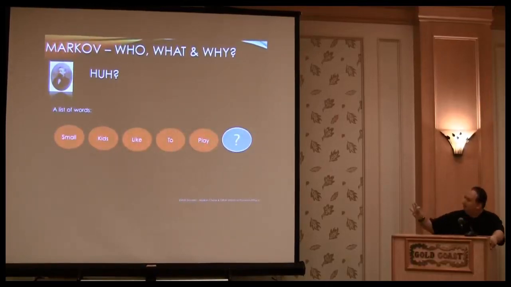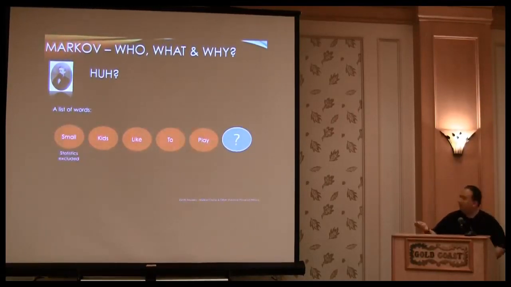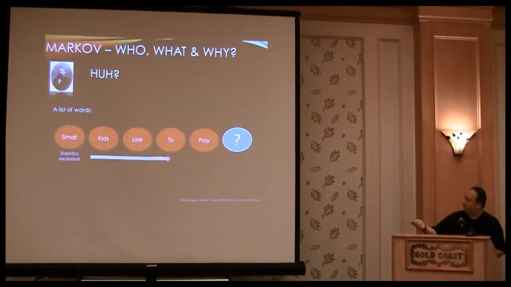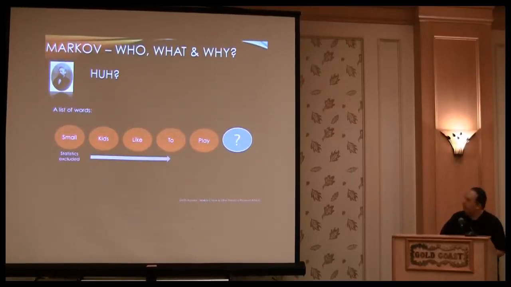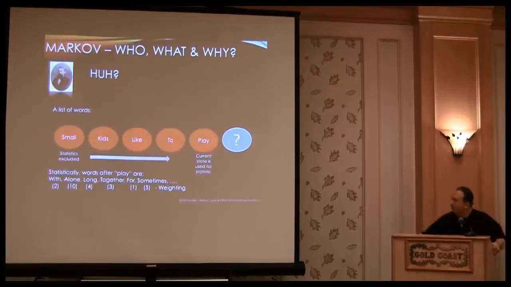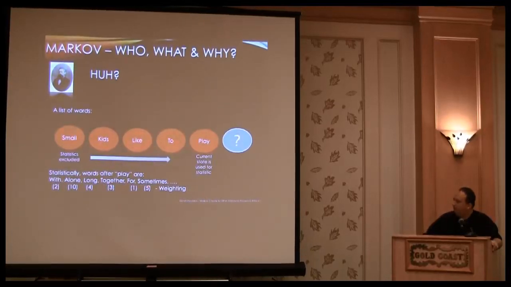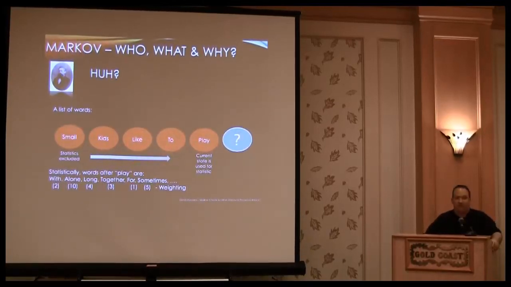Now, how can we use Markov to help us answer that? Well, the first thing we're going to do is remember that because we're able to look at the current state, we're excluding the statistics from here until here, because we're not interested in that. We're interested in what the current is to work out what the next is going to be. So if we look at statistics for the word play, statistically, words after play can be with, alone, long, together, for, or sometimes, right? So they're the candidates which could come after the word play.